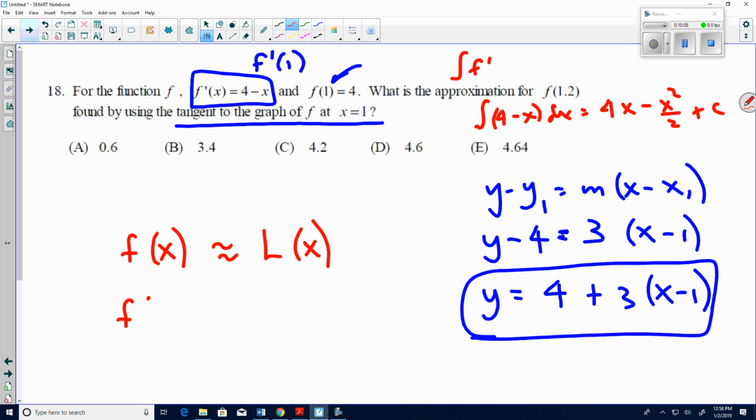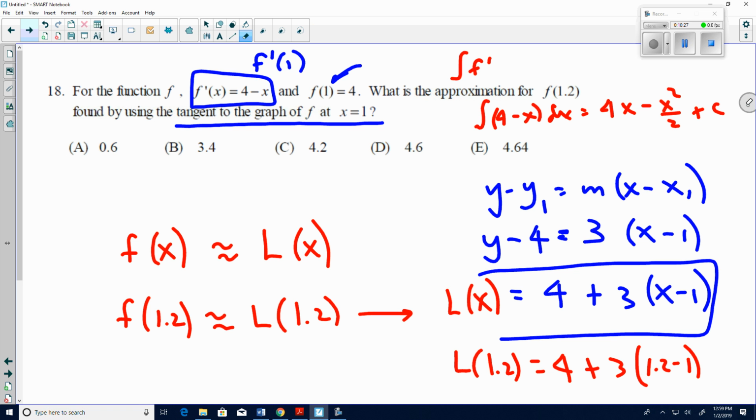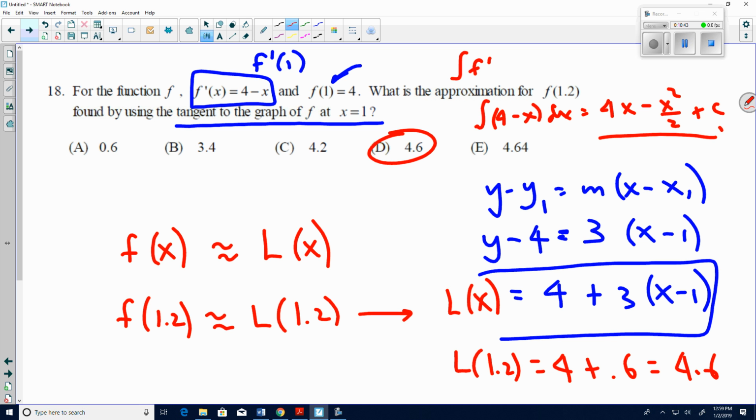So f of 1.2 is about L of 1.2, and L of 1.2, right? We know what L is. This is L. This is our line. And so L of 1.2 is 4 plus 3 times 1.2, take away 1. 3 times 0.2, which is 0.6. So 4.6 is the answer. I think if you actually chase down and find the original function and then calculate C, you actually get this answer here. But that's not what they're asking for. They're not asking what is f of 1.2. They're asking what is the approximation using the tangent line.